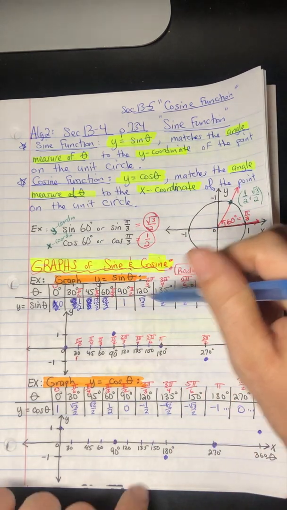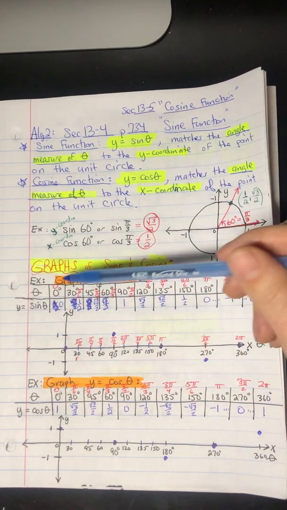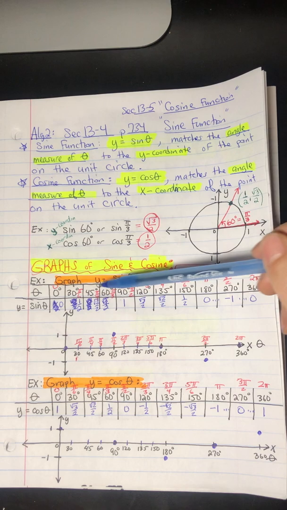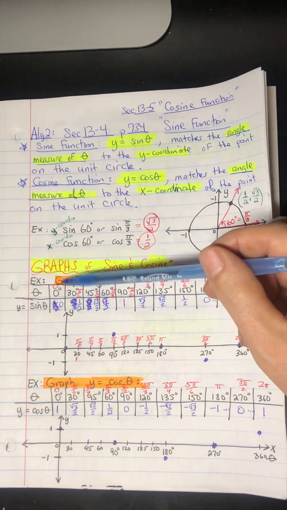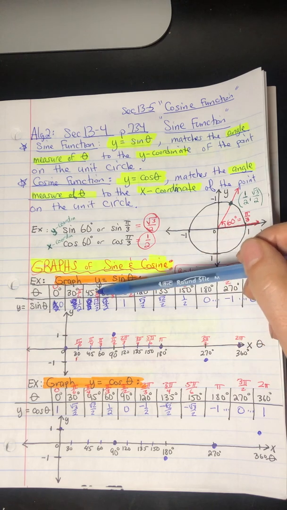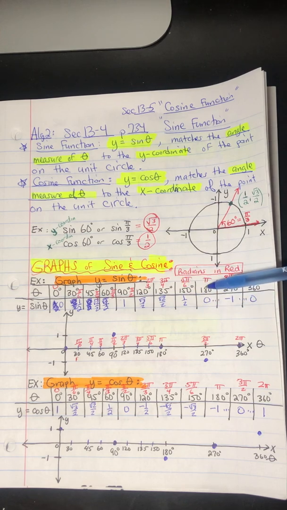Okay, let's go ahead and graph this now. I just made the table for sine and cosine, so we're going to graph it. Again, I used special degree measures: 0, 30, 45, and in radians, 0, pi over 6, pi over 4, pi over 3, pi over 2, 90. Everybody see what I did? After 150, I just skipped over to 180, 270, and 360.